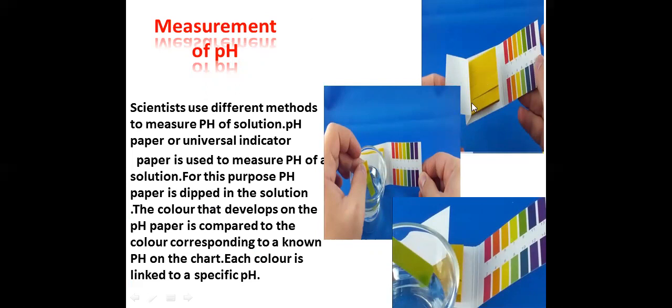Cut a pH paper and dip it into tap water. The pH paper will turn green in color. Then compare the green color with the scale. You can see this dark green color, pH is 8. It shows that the tap water is slightly alkaline in nature because it has dissolved salts in it. So by comparing the color of the pH paper with the chart, each color is linked to a specific pH range.